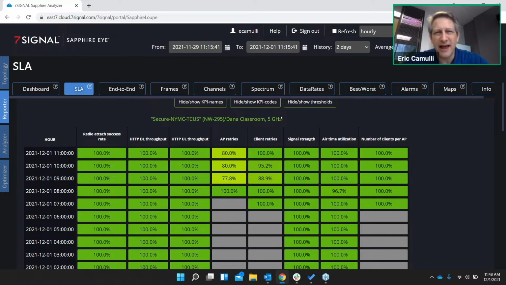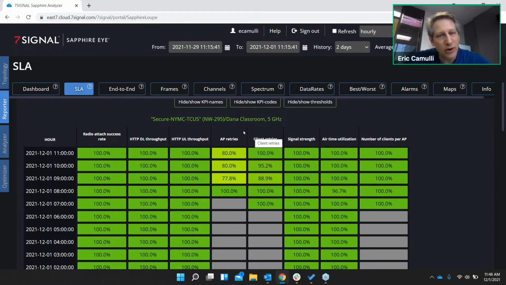And right smack dab in the middle of your screen, you see the retries that we've been talking all about today. How do you know if you have retries? We've been talking all about how important retries are and how they can wreak havoc on a network. How do you even know you have them? Get 7SIGNAL Sapphire Eye, it'll tell you. Right here, you can see in this service area, we do have some issues.